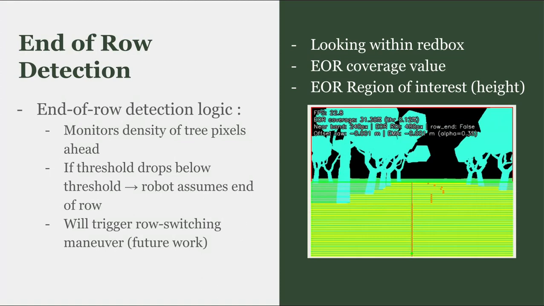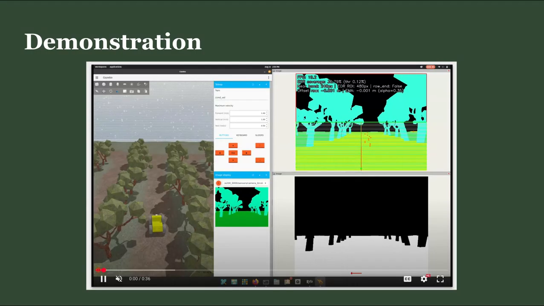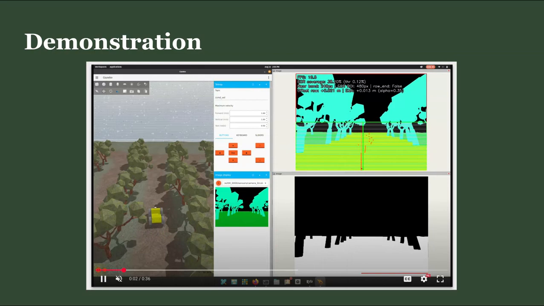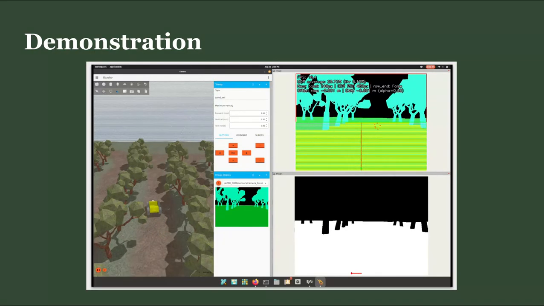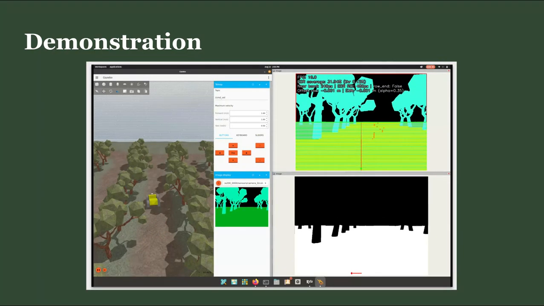Another key piece of the algorithm is knowing when the row ends. The system monitors the density of tree pixels from the front-facing camera. When the density drops below the predetermined threshold, it assumes that the row has ended. In future work, this will trigger a row switching maneuver so the robot can continue navigating into the next row autonomously. Here is a short demonstration from the Gazebo simulation showing the robot navigating the rows, correcting its path, and responding to the row endings.